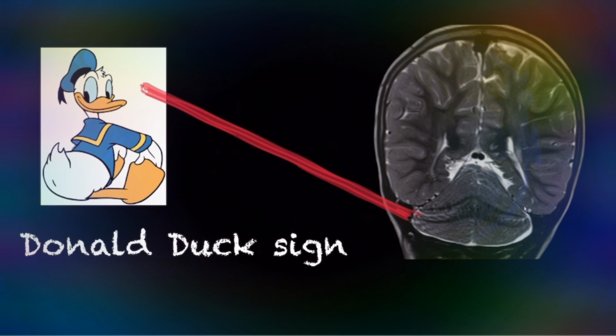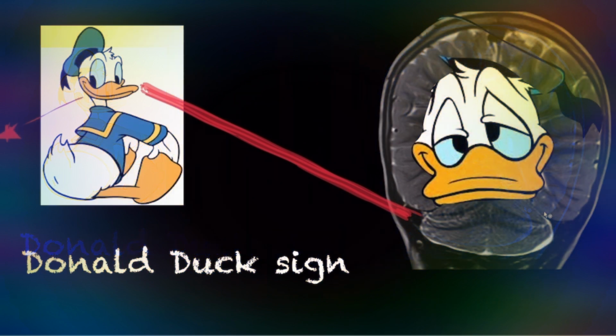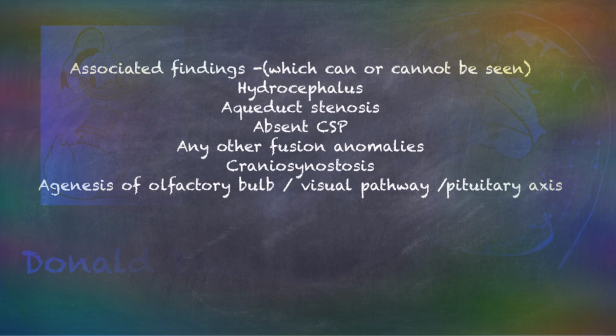Also, there is a cute sign known as the Donald Duck sign in Rhombencephalosynapsis. On coronal images, the fused cerebellar hemispheres and the folia will give the appearance of the beak of Donald Duck. Focus at this structure and focus at the beak of Donald Duck. Look, they are looking almost similar. So this sign is named the Donald Duck sign on coronal images at the level of the posterior fossa. This is again the Donald Duck sign.